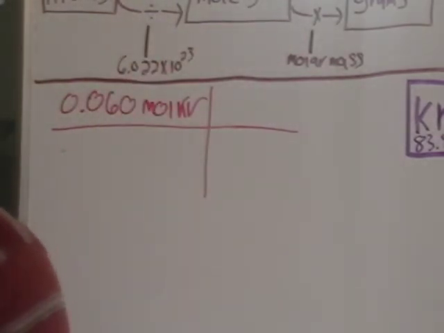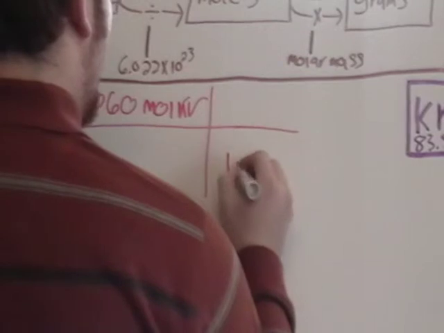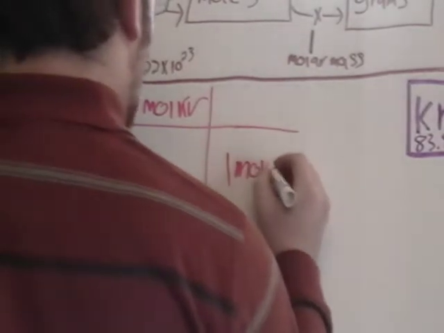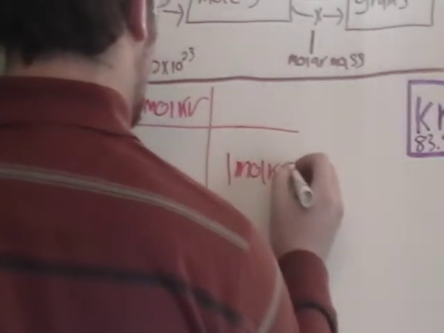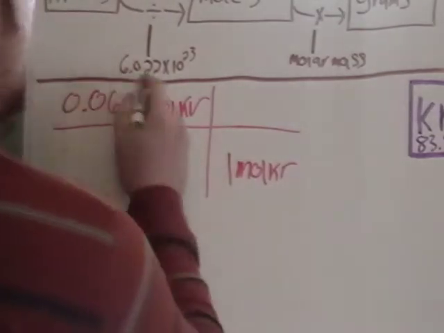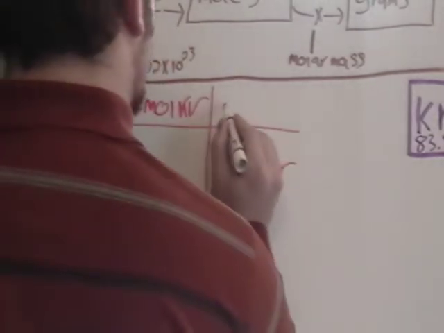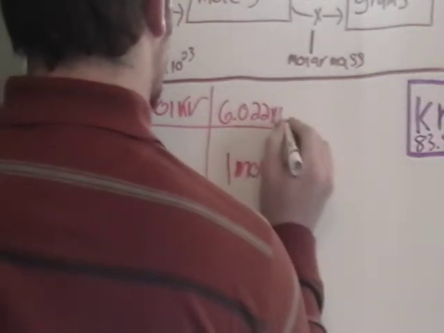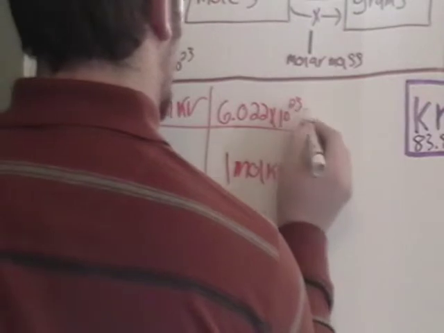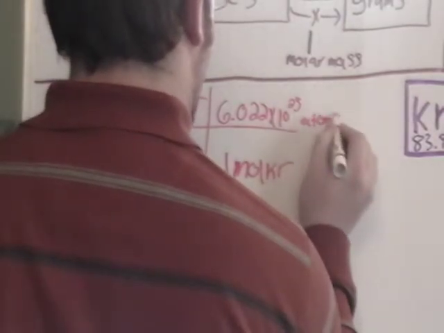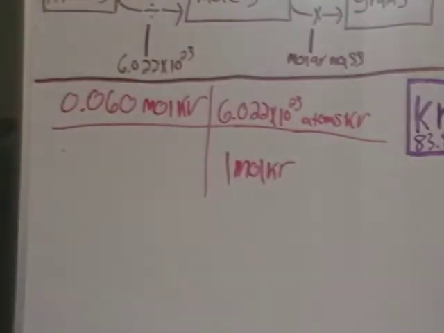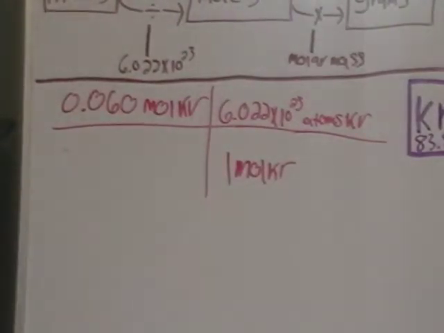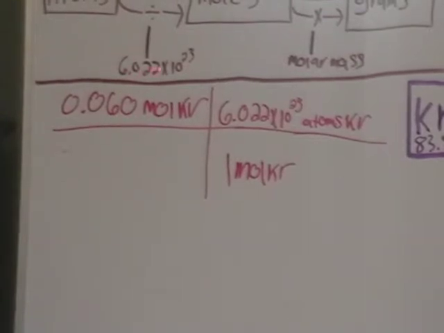So we can say in 1 mole of krypton, there are this Avogadro's number of particles, which is 6.022 times 10 to the 23rd atoms of krypton. So anytime we are going from moles to atoms, all we're doing is we're taking our mole and we're multiplying it by this Avogadro's number.